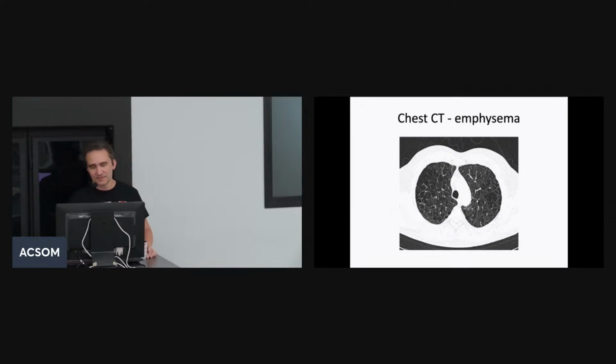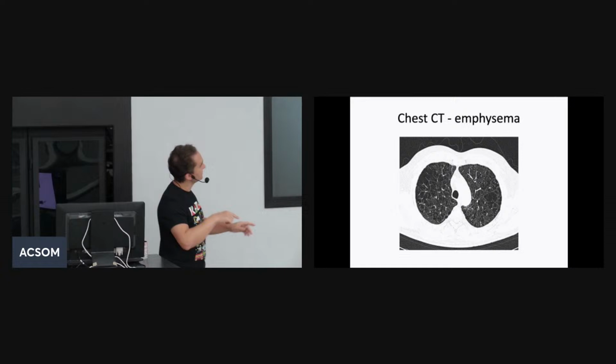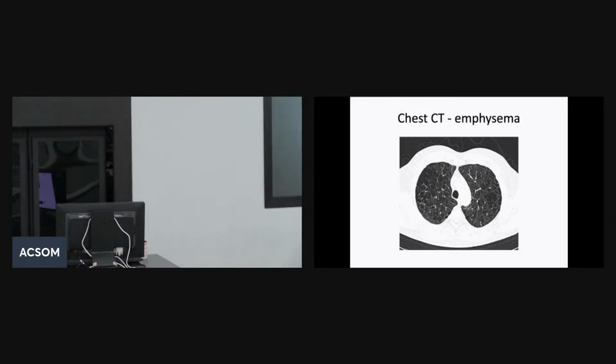You can see the black areas, the lucencies, that's basically the absence of the lung there. This is advanced COPD, more in the upper lobes. You see there is kind of empty space in the lungs instead of lung tissue.